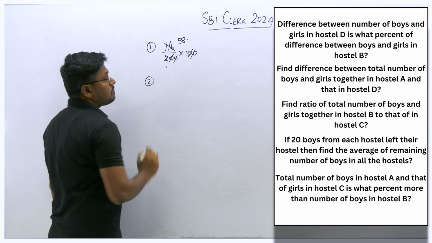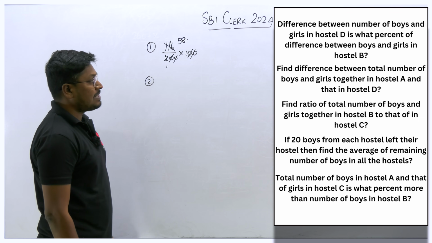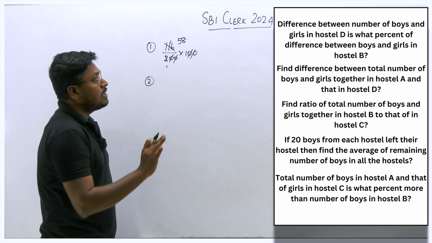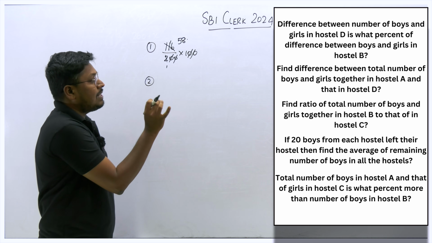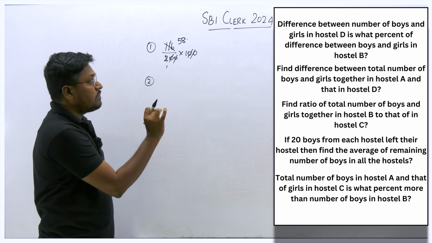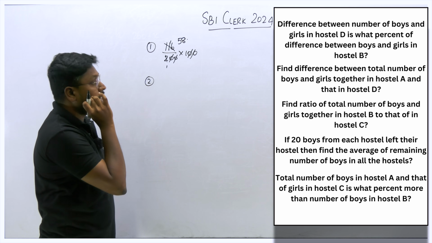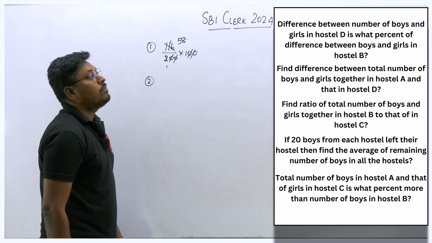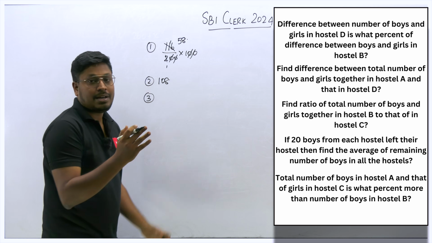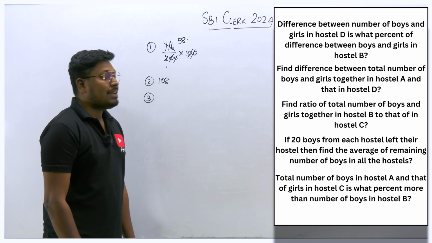So second question. Find the difference between the total number of boys and girls in hostel A and hostel D. So we just need to find the difference, not a percentage, just the difference. So the total number of boys and girls together in hostel A and D. Okay, so hostel D is 302 plus 186, and hostel A is 400 plus 260, which is 660. So the difference will be 108. Go with mental calculation because the values are easy, in the 400, 300 ranges. So we can directly go with mental calculation itself.